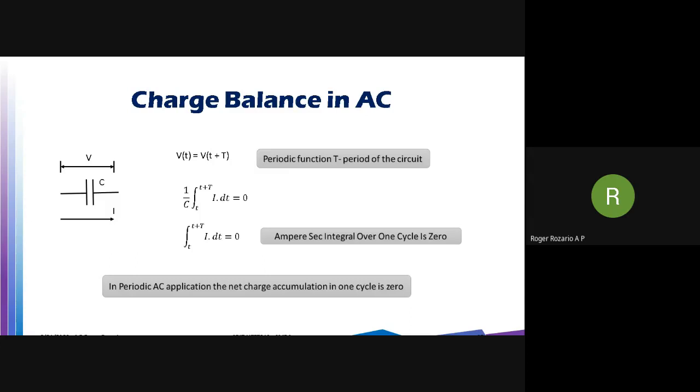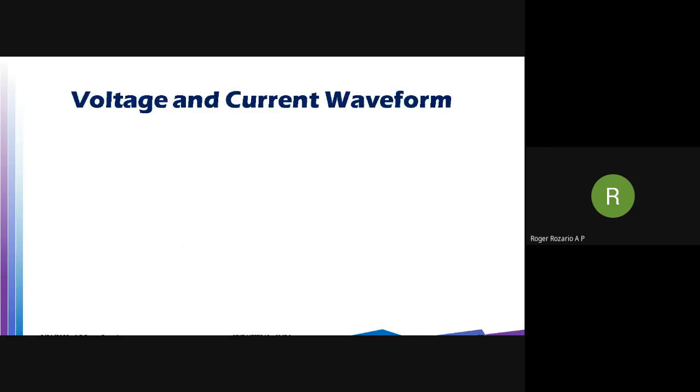Ampere second integral over one cycle will be equal to 0. What is the meaning of this? Integral I dt is nothing but the voltage. So if the voltage is V at the starting of a cycle, at the starting of the next cycle it will also be the same V. Suppose if it is 10 volts at the starting of the first cycle, it will be 10 volts at the starting of the second cycle, because charges are not accumulated each cycle. So in a periodic AC application, the net charge accumulation in one cycle is 0.